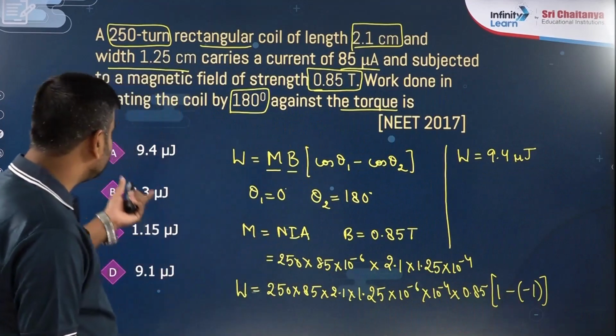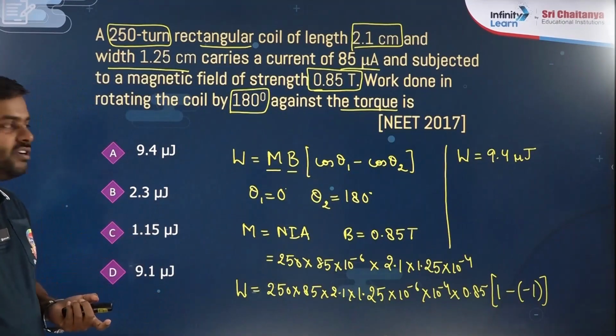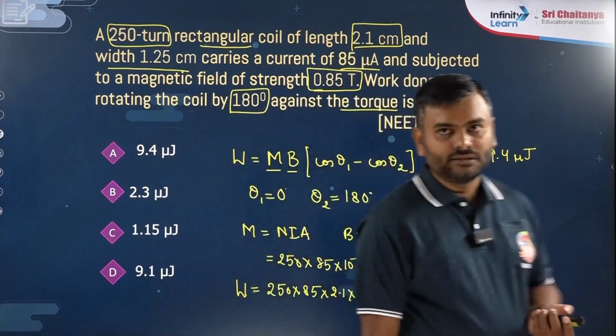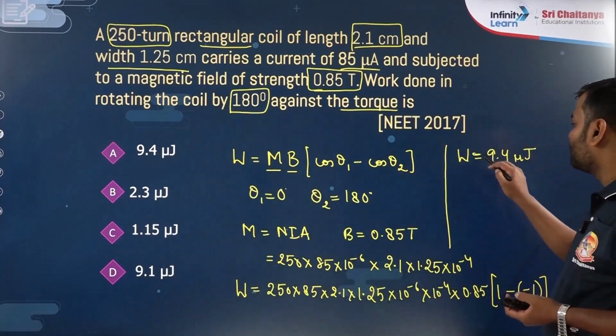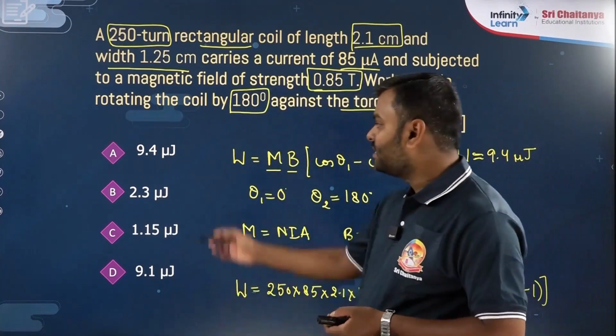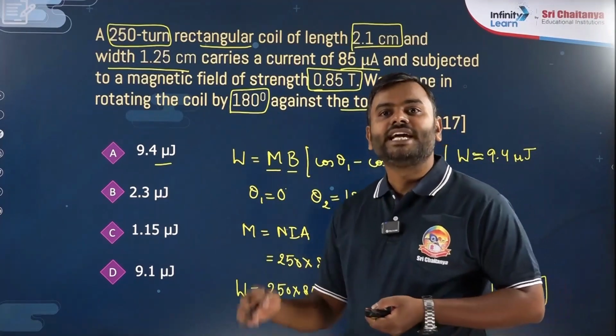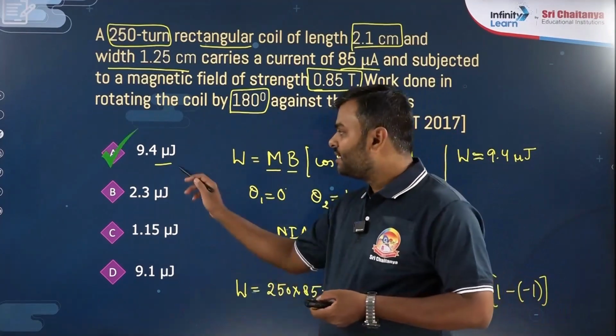So here you can see, is there any option we have in this? 9 point, which is equal to 9.4. This is actually an approximate answer. 9.4 is an approximate answer. Okay. So what will be the answer we have? Yes, there is one option, that is option A. So what will be the correct option in this particular question? It will be A. So A is the correct option.